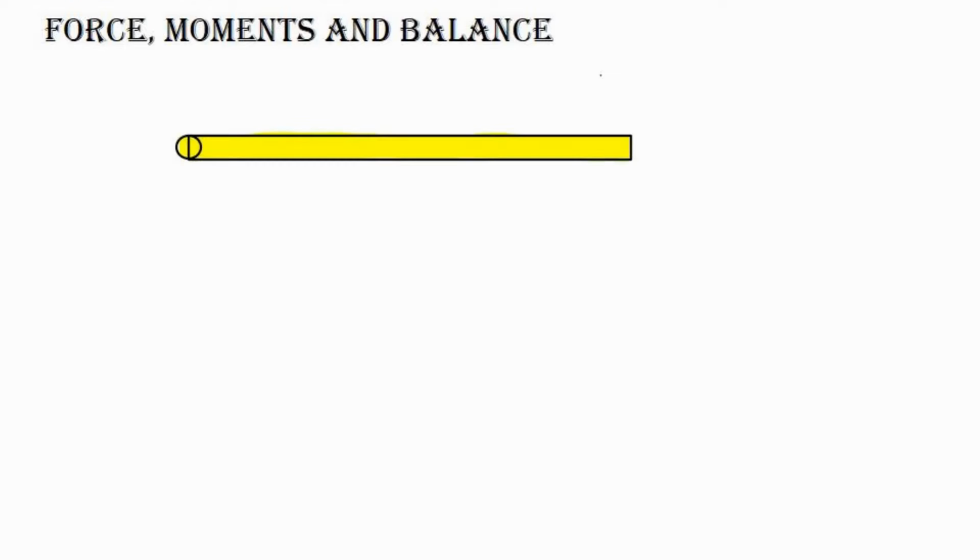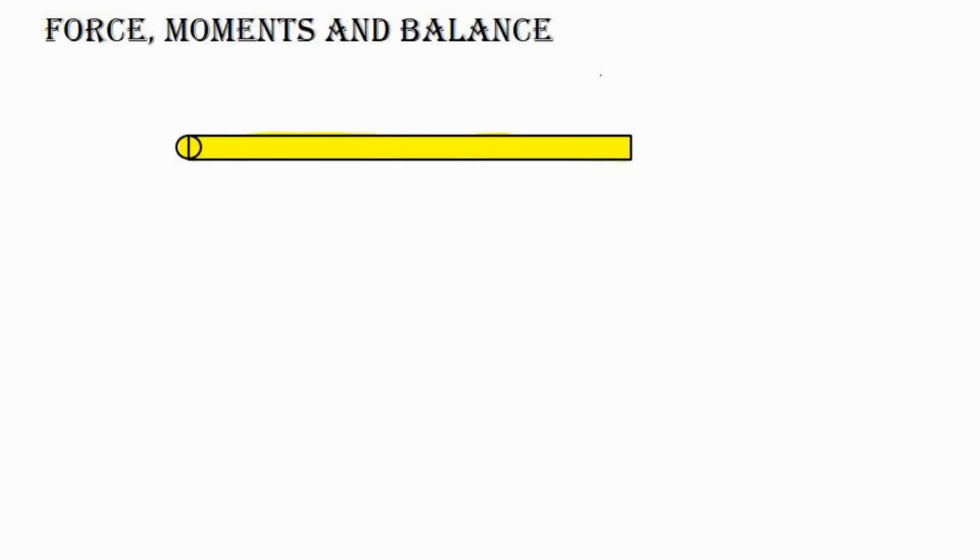Now, the very first thing we're going to need if we're examining moments, we shall need some form of pivot in a bar. There we go. Nice little yellow bar with a pivot on the left hand side. There's no reason for the bar to be yellow. You can make it any colour you want.